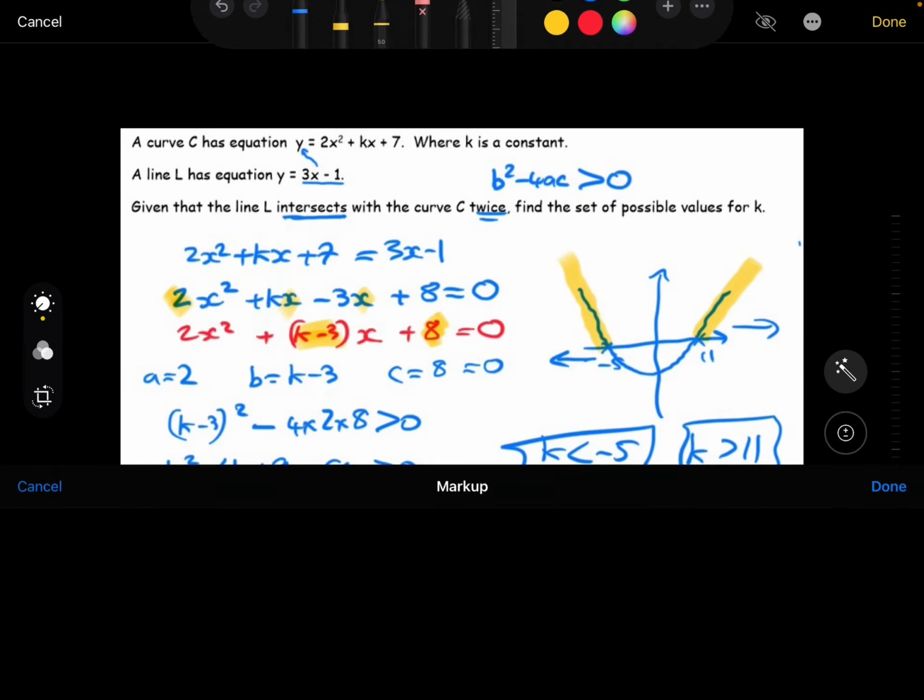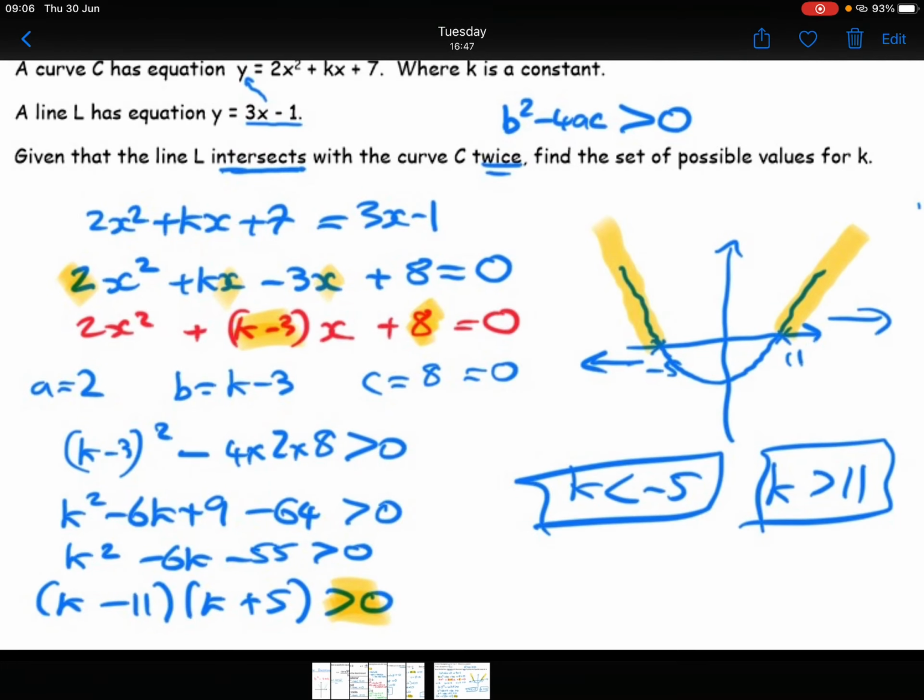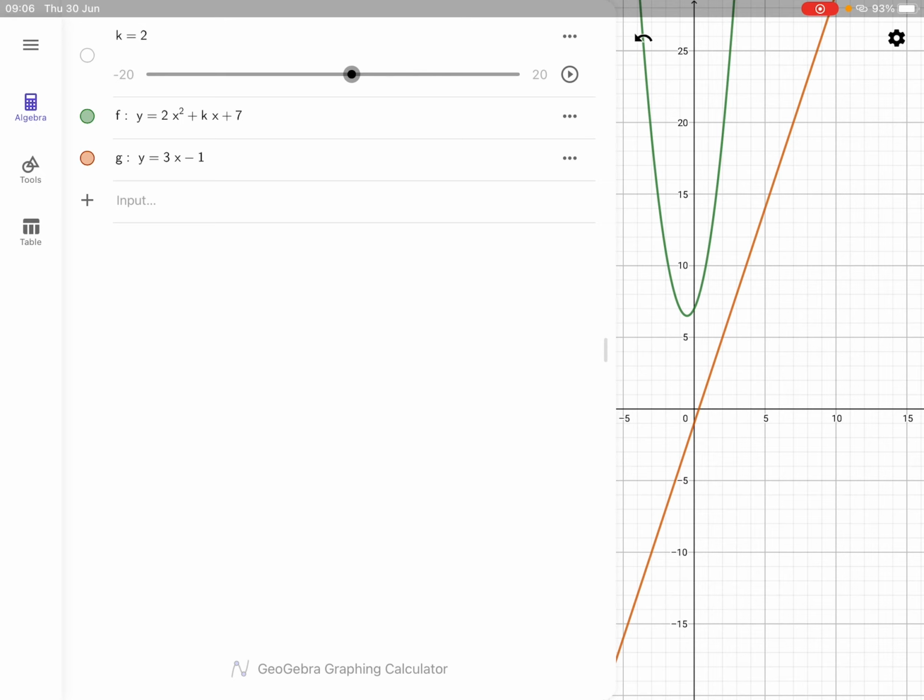Now, just to show you very quickly what that means graphically, here I have, in green, y equals 2x squared plus kx plus 7. And at the moment, k is set to be 2. As I change the values of k here, you can see the changes to the green graph. So at the moment, when k is 2, the green line does not intersect with the red 3x minus 1 at all.